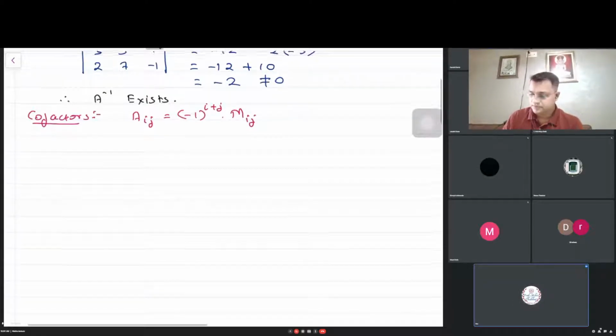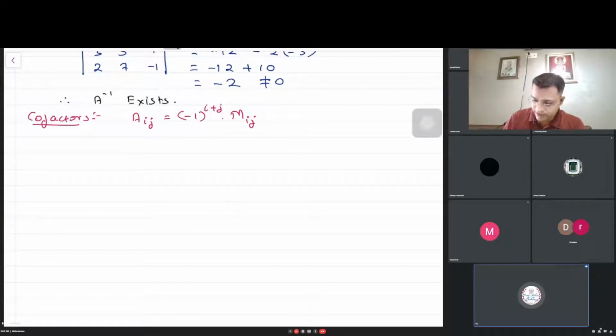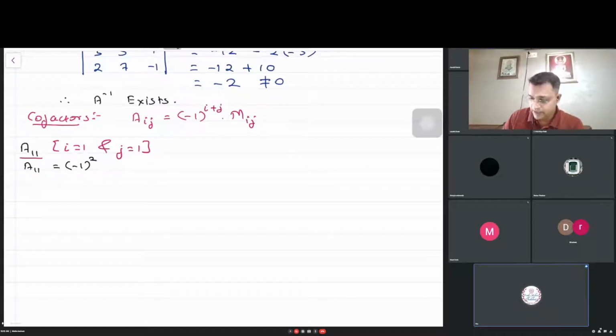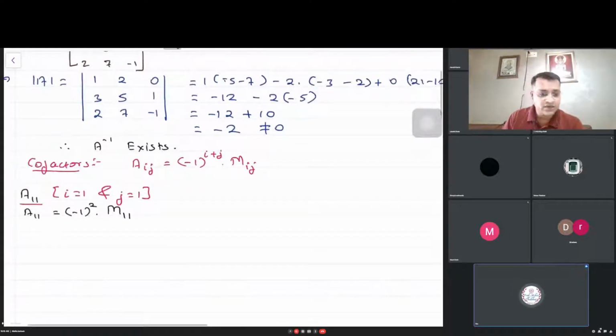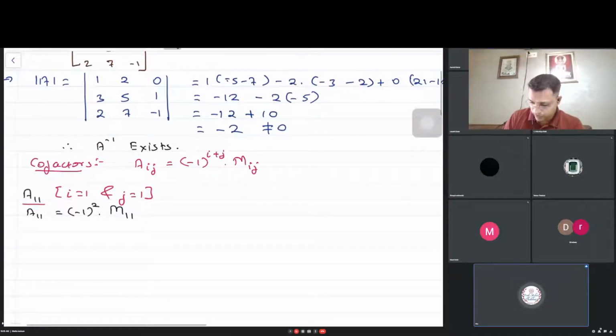Now, when I want to calculate the value of A11, please focus over here everybody, guys. If anybody is writing, please do not write it. First of all, understand this. For A11, in the bracket i is 1 and j is also equal to 1. So when I want to calculate A11, I will get it as (-1) to the power 1 plus 1, which is 2, multiplied by M11. Now (-1) squared is going to be 1 only, so I can just write over here 1.